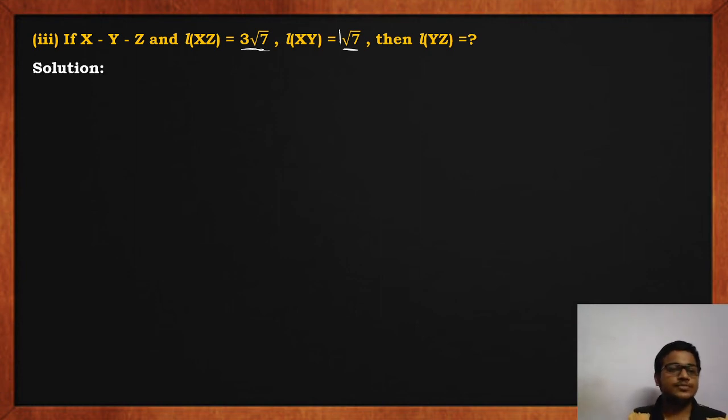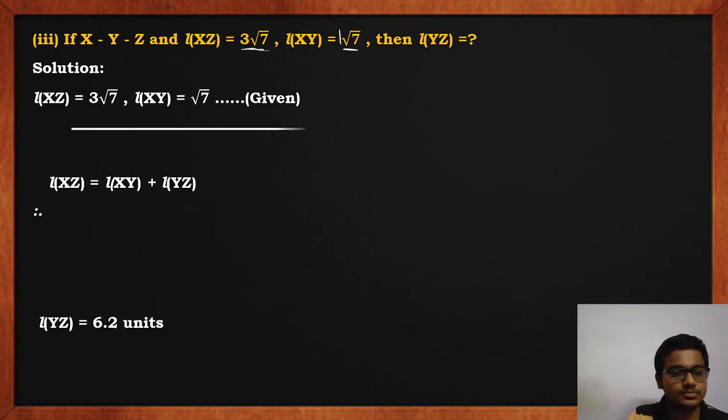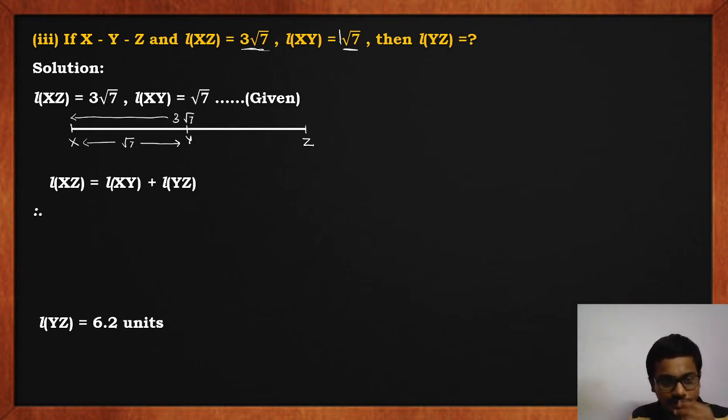Okay, just as of now remember this thing, and root 7 will be just following the way it is. So in the solution we'll write down what is given in the question, that is length XZ equals 3 root 7 and length XY equals root 7. Now we'll sketch a proper diagram. So our diagram will be X-Y-Z. Now see, XY is given to us as root 7. YZ we have to find out, and entire XZ is given to us as 3 root 7.